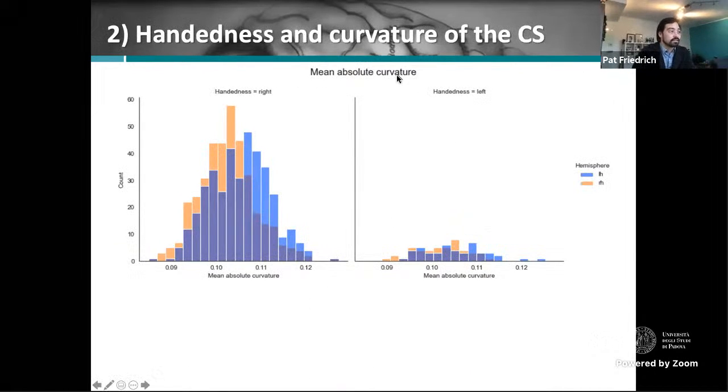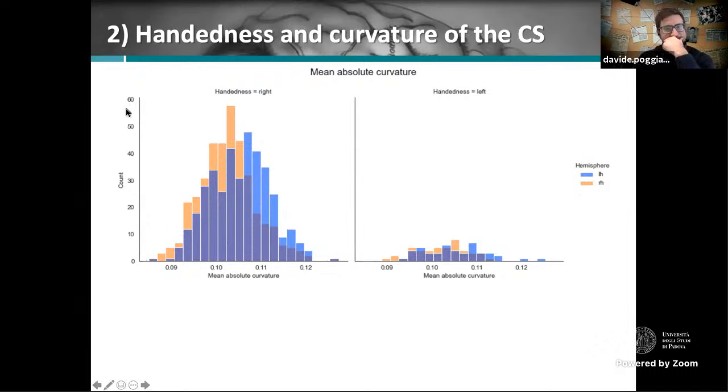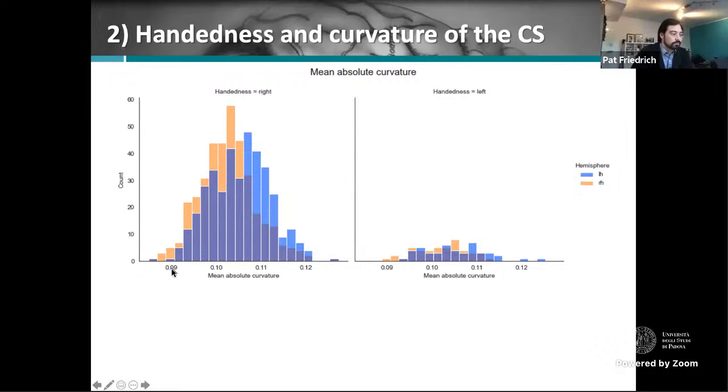Second, we looked at the relationship between handedness and curvature. We split handedness as a nominal variable into right-handed and left-handed participants. And you see here the counts of our data and the mean absolute curvature in the right-handed participants and left-handed participants, segregated between left hemisphere and right hemisphere. They seem to have somewhat similar variances.